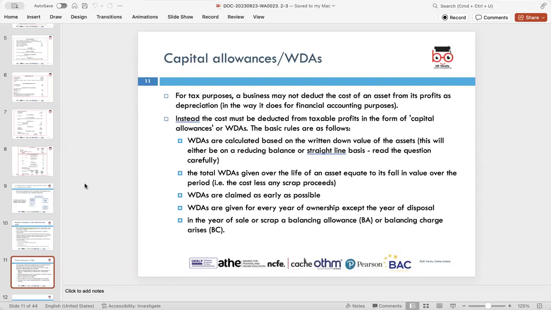WDAs are calculated based on the written down value of the assets. This value can be calculated either on a reducing balance or straight line basis, depending on the specific circumstances outlined in the tax regulations. The total WDA claimed over the life of an asset should generally equate to its fall in value over the period, which means it reflects the cost of the asset less any scrap proceeds.